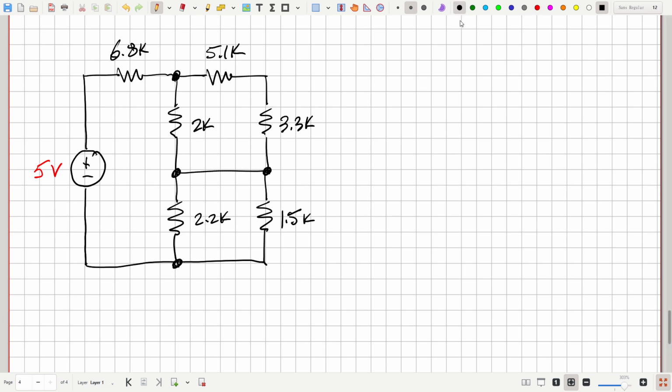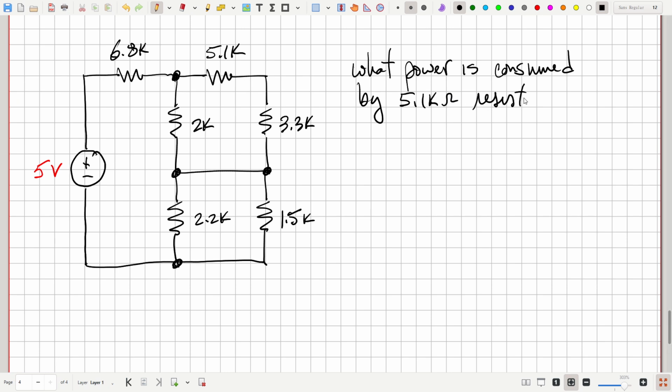Okay, so what power is consumed by the 5.1 kilo ohm resistor? Okay, so in order to get that, we'd have to know the current through the resistor, and then I squared R would be the formula. So we need to solve this circuit.